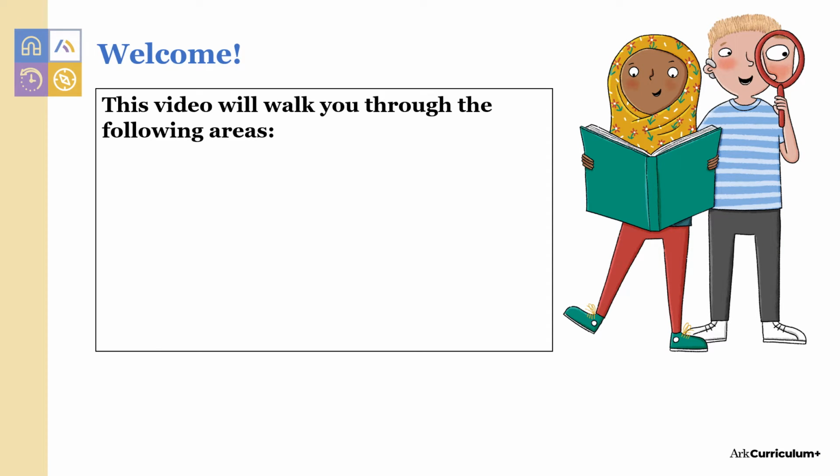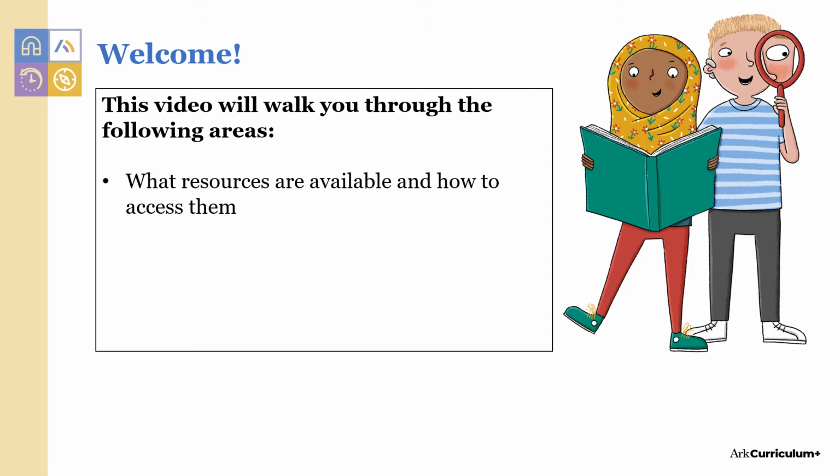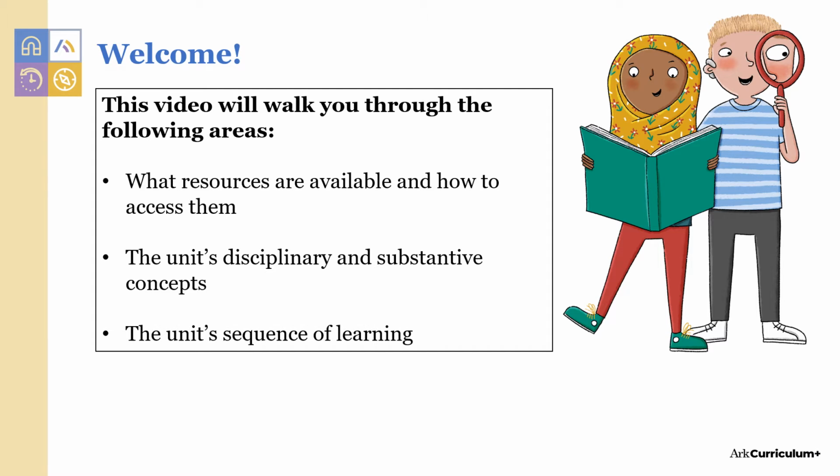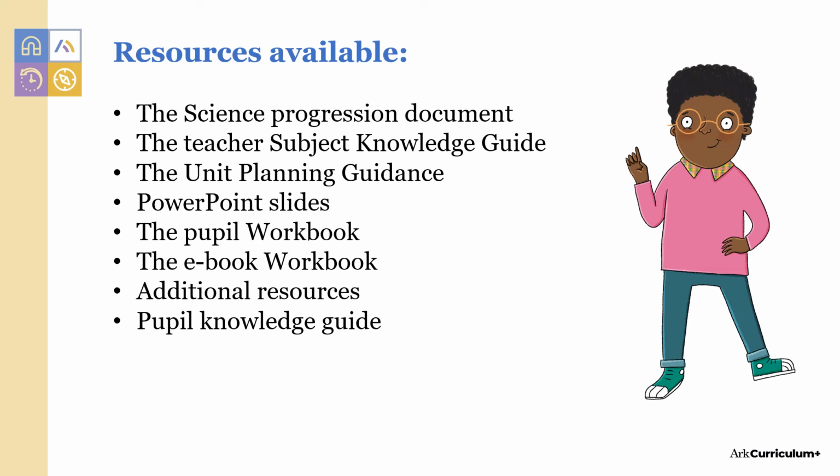This is part 1 of 2 videos, and this video will walk you through the following areas: what resources are available and how to access them, the unit's disciplinary and substantive concepts, and the unit sequence of learning. There are many resources available for this unit on Oxford OWL: the Science Progression Document, the Teacher Subject Knowledge Guide, the Unit Planning Guidance, PowerPoint slides for every lesson, Pupil Workbook, the eBook Workbook online, additional resources to go alongside the lessons, and the Pupil Knowledge Guide.